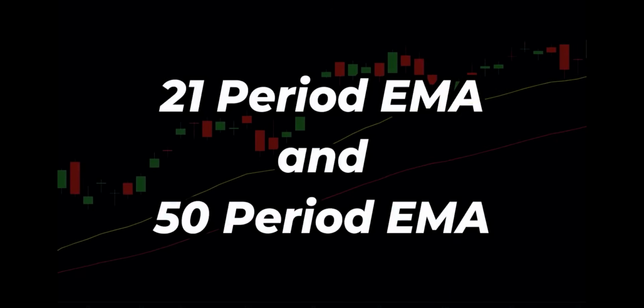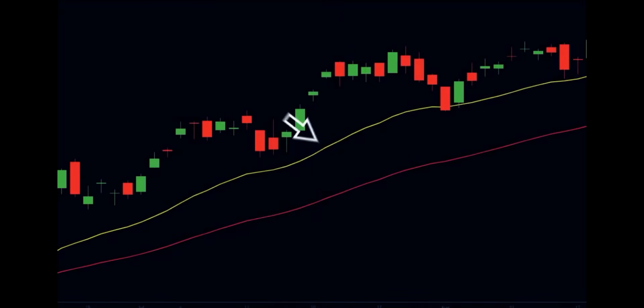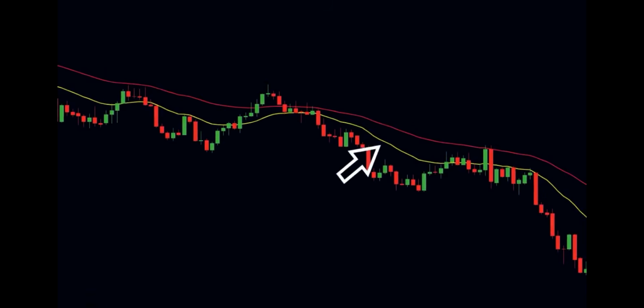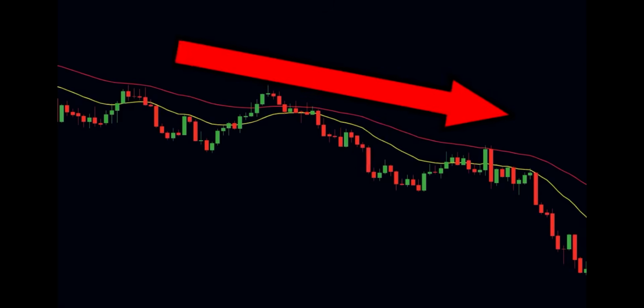We will use a 21-period exponential moving average and a 50-period exponential moving average. On this chart, the yellow line is the 21-period EMA, and the red line is the 50-period EMA. Now, in an uptrend, we see that the 21 EMA is above the 50 EMA, and both the moving averages are sloped upwards. And in a downtrend, we see that the 21 EMA is below the 50 EMA, and the EMAs are sloped downwards.